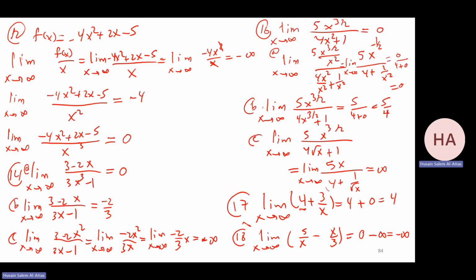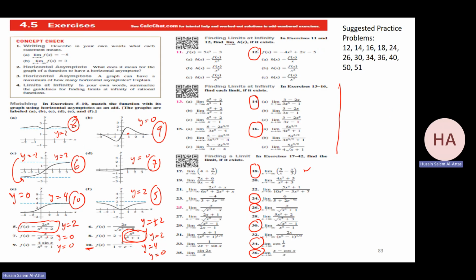I will do also for minus infinity. Limit as x goes to minus infinity for the same function, 5 over x minus x over 3. It will be what now? It will be 0 minus minus infinity, which is infinity. Actually, this is the question 18. Let me call it 18 hat, since I did it for x goes to infinity, but the problem is the same.